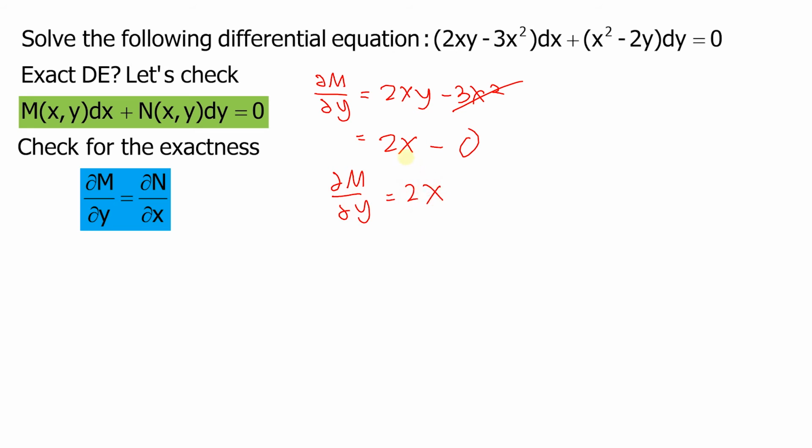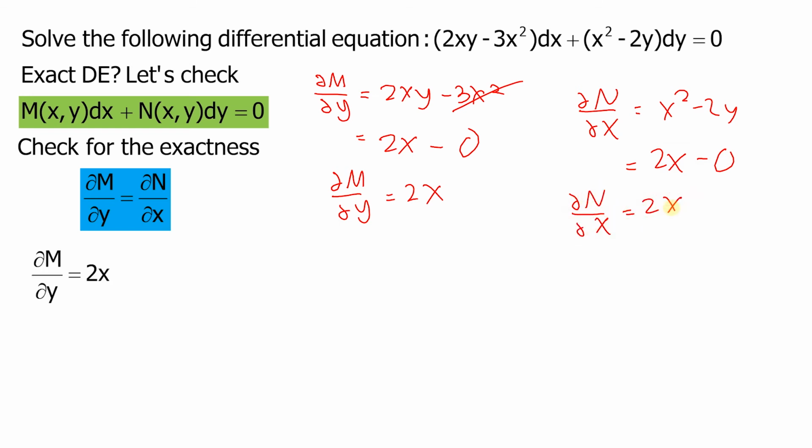Okay? So, next is the partial derivative of N with respect to x. So, you have x squared minus 2y. With respect to x, let your x be your variable and your y is treated as the constant. So, kapag imuha siyang i-derive, x is a variable, so this is 2x. Y is a constant, so this is 0. Okay, so the partial derivative of N with respect to x is equal to 2x. So, 2x is equal to 2x. Therefore, we can say na yes, this is an exact differential equation.